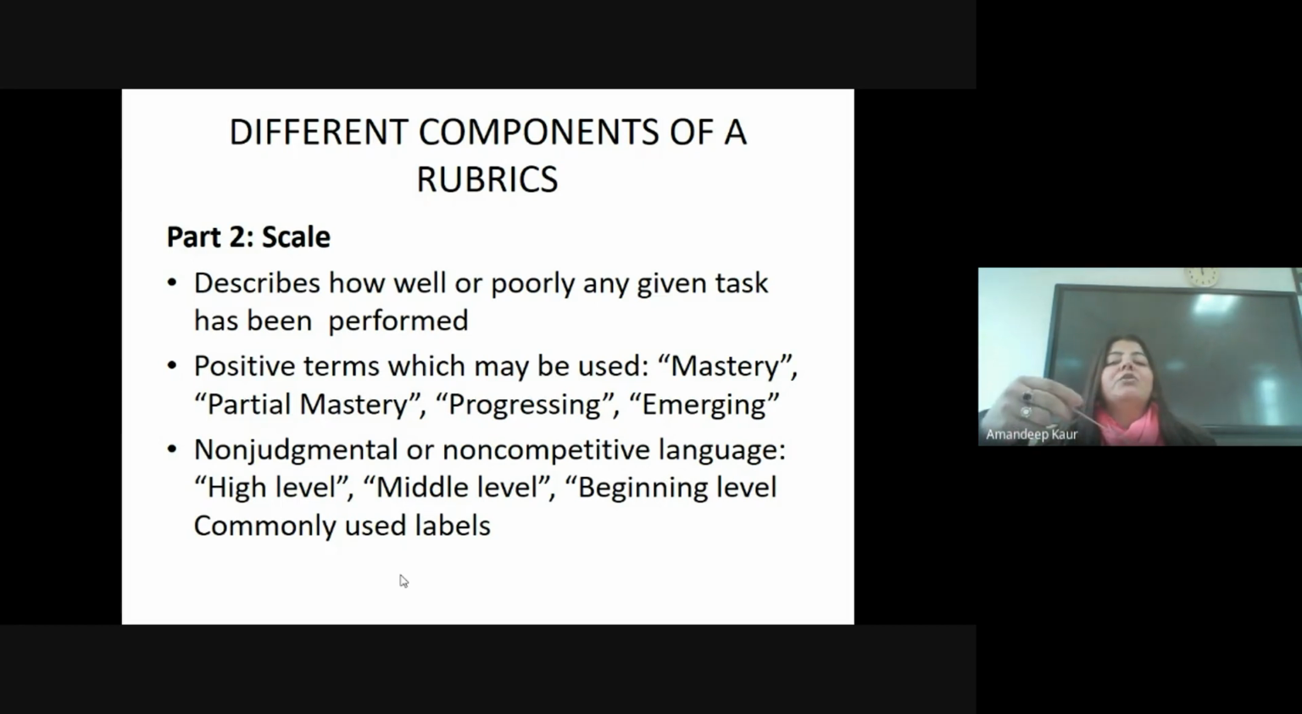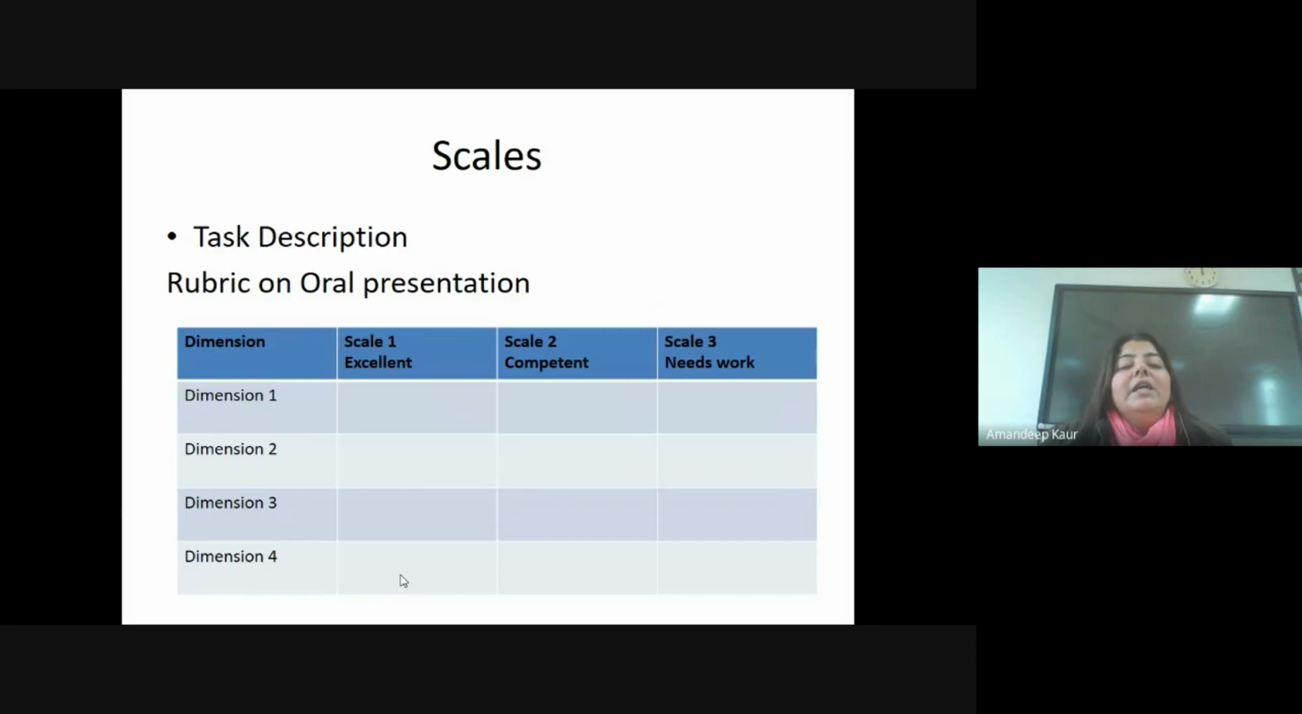So if I'm using a rubric sheet for classroom assessment purposes, and my objective is not to give the final grade or score to the student based on the activity, I can also go by the qualitative kind of scale. It can be examples, maybe mastery, partial mastery, progressing, or emerging. Non-judgmental and non-competitive language also needs to be used. Another scale that we can use may be high level, middle level, or beginning level. So as far as the scales are concerned, the positive kind of vocabulary always needs to be used by the teacher in a teaching-learning environment.